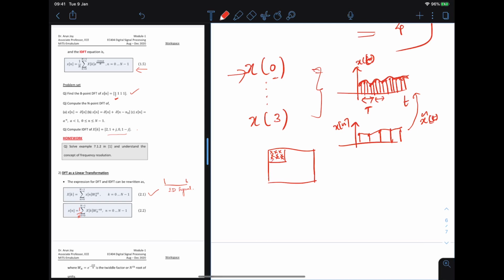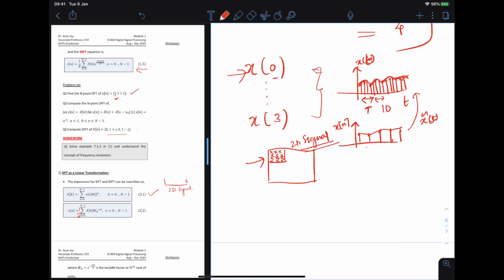But here, more samples means more resolution of the image, and the clarity of the image is high. That means more information is contained, and we are able to reproduce the actual image better with more samples. So an image is an example of a two-dimensional signal, and the resolution concept is the same for your 1D signal and your 2D signal. More number of samples means higher resolution.